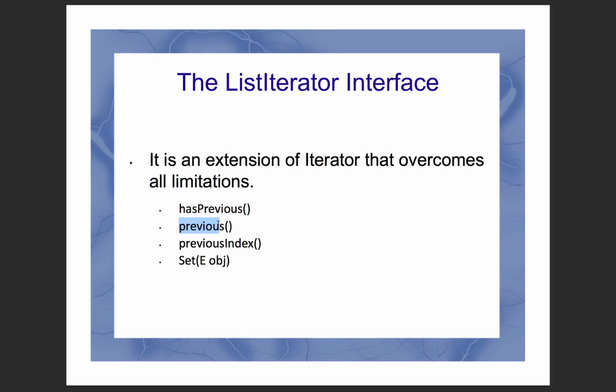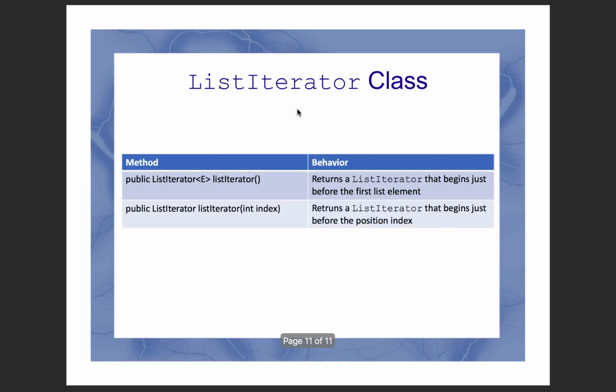If you want to return the previous node, you can call the previous method. And if you want to return the previous index, you can call previousIndex. It obviously has a set method also, other than the remove method. So these are the extensions of the iterator object, under the list iterator interface. These are the two methods to create a list iterator object.